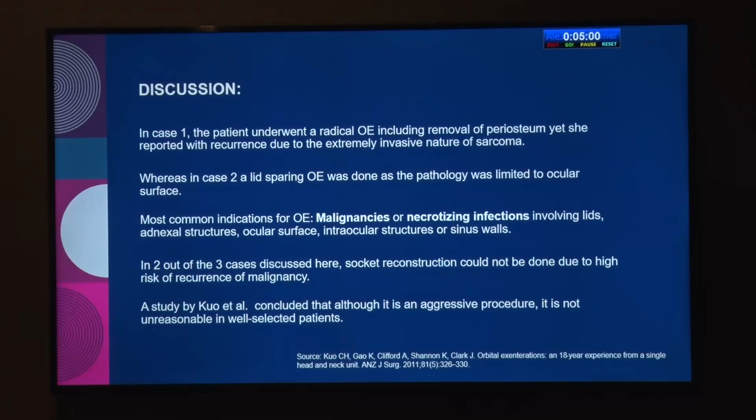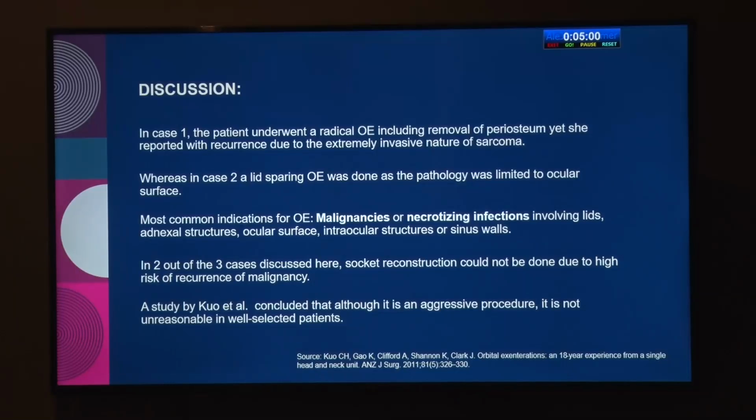In case 1, the patient underwent a radical orbital exenteration, including removal of periosteum, yet she reported with recurrence due to extremely invasive nature of sarcoma, whereas in the second case, a lid-sparing orbital exenteration was done as the pathology was limited to ocular surface. Most common indications are malignancies and necrotizing infections. In 2 out of the 3 cases discussed here, socket reconstruction could not be done due to high risk of recurrence of malignancy. A study by Ko et al.